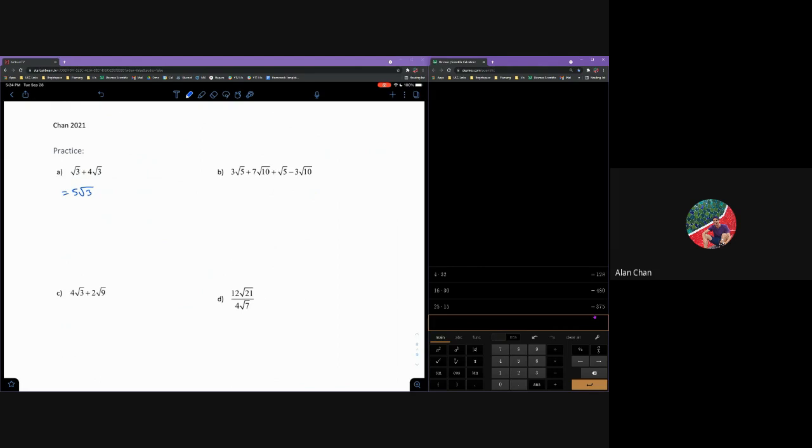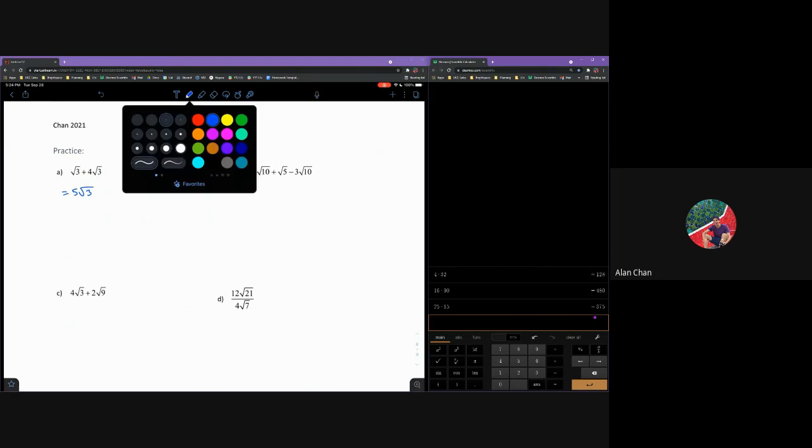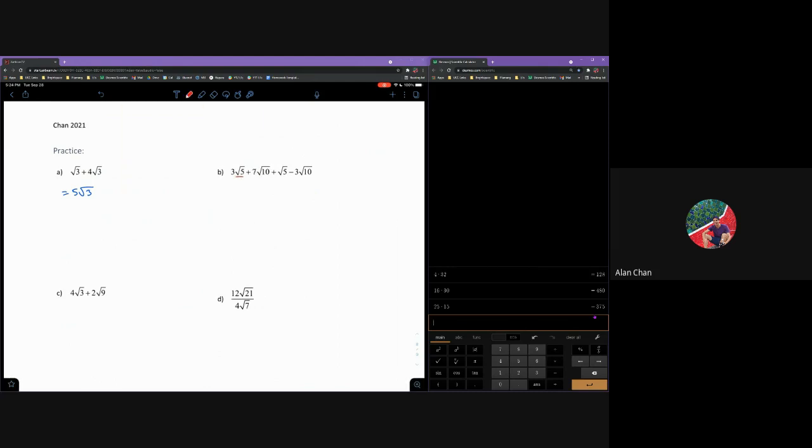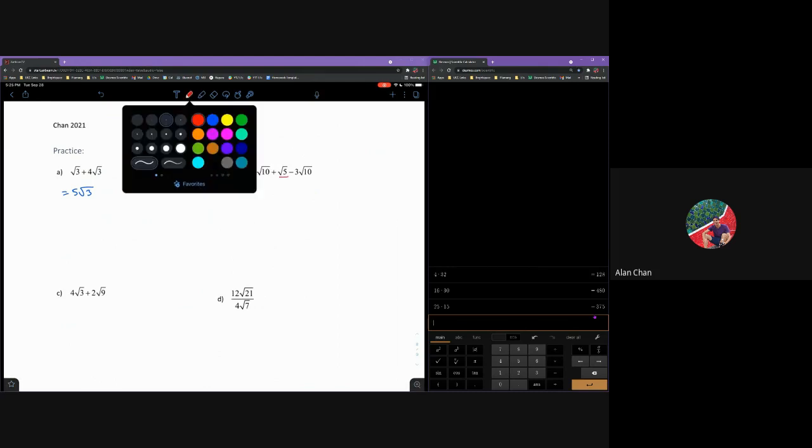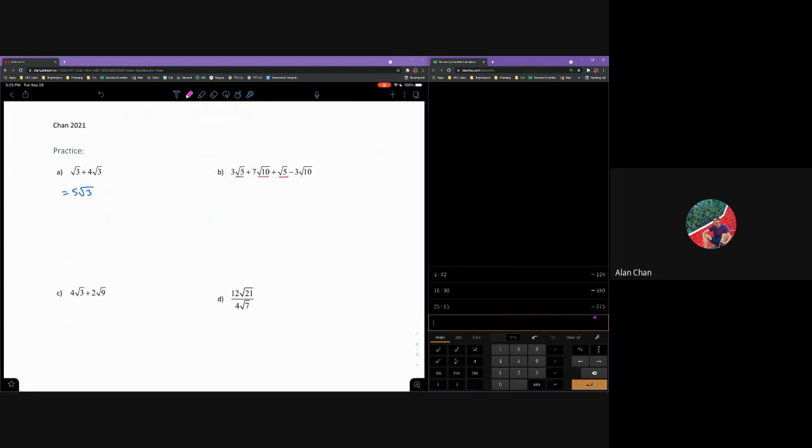Let's try b. So just like last time we collected like terms, I'm going to highlight the like terms. Take a gander. We got 2 root 5s, and we got 2 root 10s. So when we do our solution, we're going to combine the like terms. We see 3 root 5s plus a root 5 is going to be 4 root 5. And 7 root 10s minus 3 root 10s is going to be 4 root 10s. Okay?